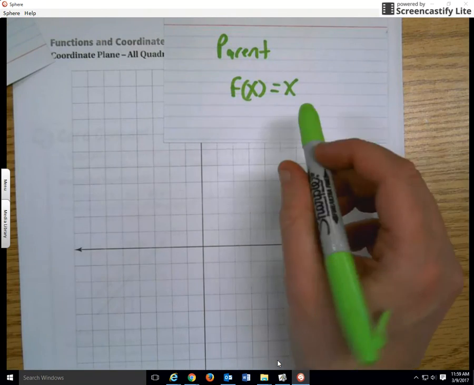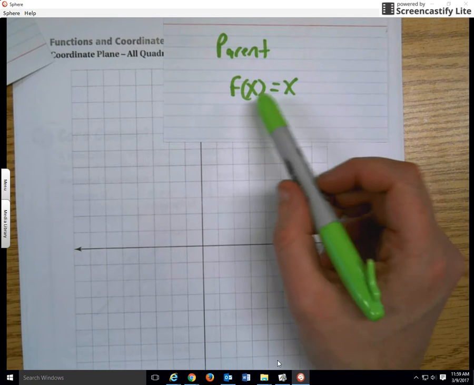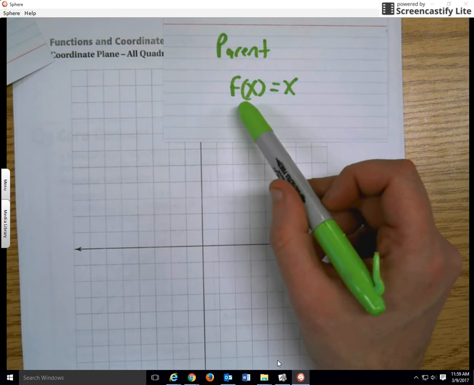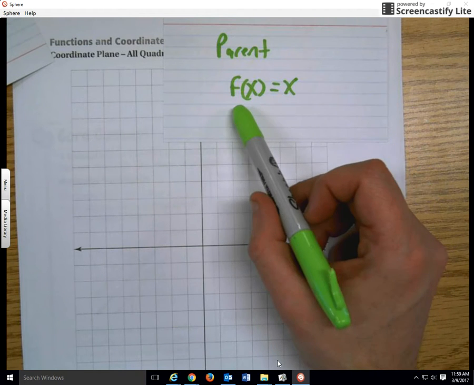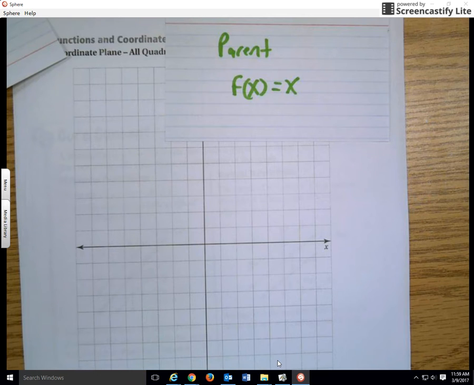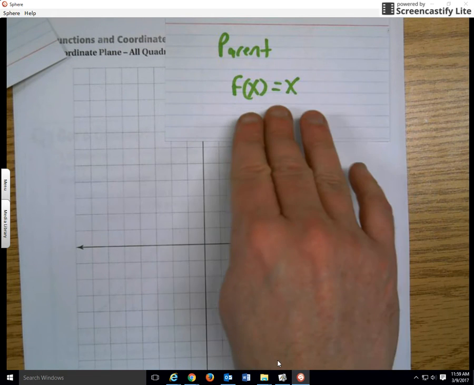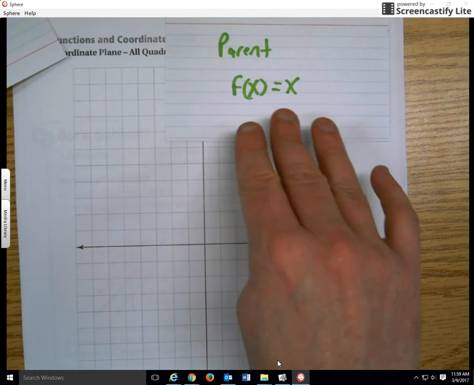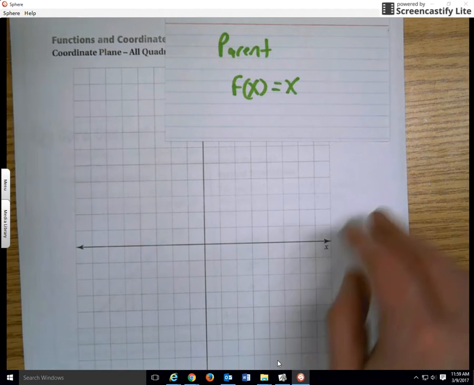This is an example of a non-constant. See, there's no b in there, so it's a variable parent function. It's simply f of x equals x. And we'll take this parent function and we'll change it in subtle ways in just a little bit. You'll see what I'm talking about.